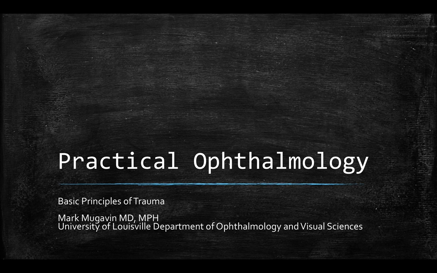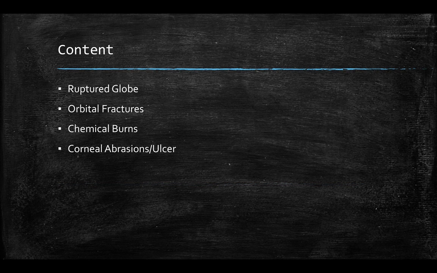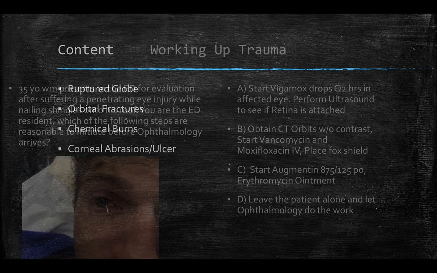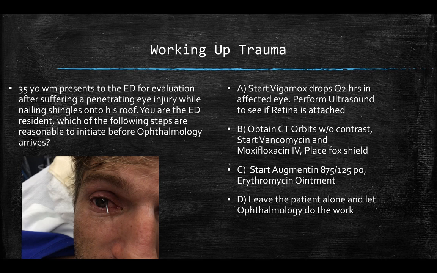Today we're going to be discussing the basic principles of trauma in the setting of ophthalmology. The content today, we're going to talk about ruptured globes, orbital fractures, chemical burns, as well as corneal abrasions and ulcers. So let's start things off with a trauma.